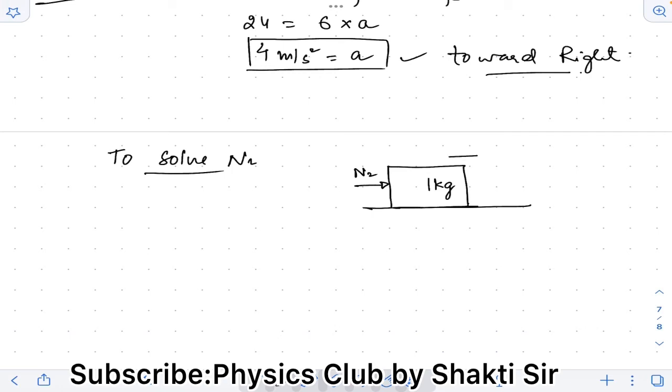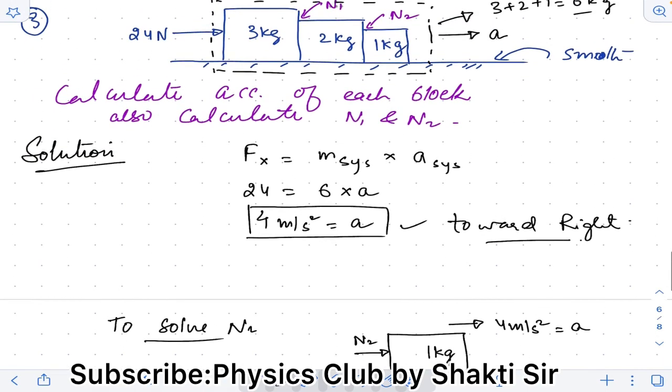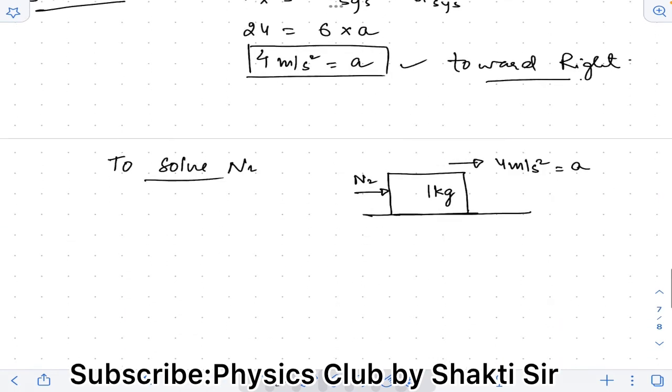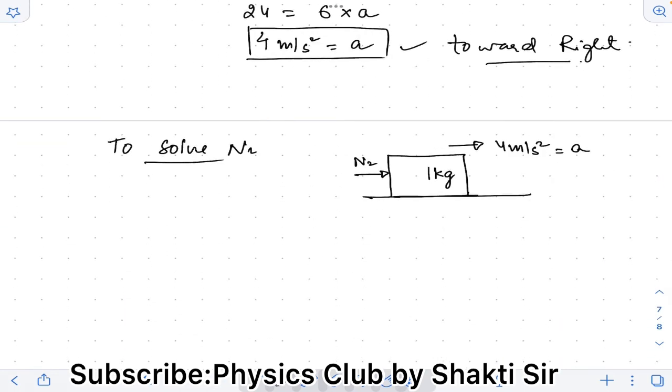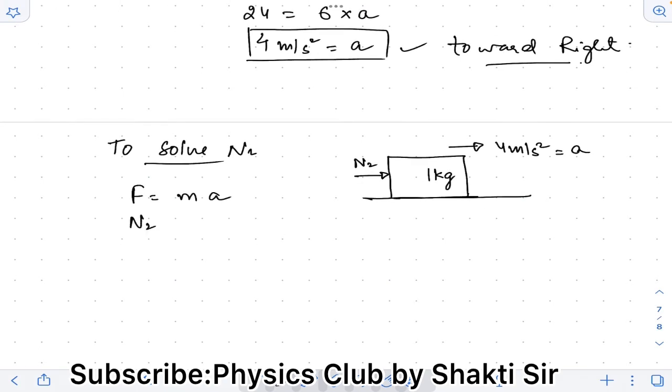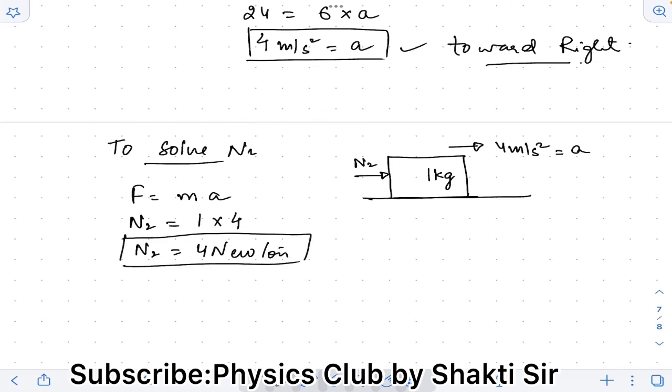As this 1 kg block has an acceleration of 4 meter per second squared towards the right, it means that the normal reaction N2 is acting on the block towards the right, and this normal reaction is applied by the 2 kg block on the 1 kg block. So the force is N2, and force equals mass into acceleration. In place of force, I write N2 equals mass, 1 kg, times acceleration, 4. So N2 equals 4 Newton.